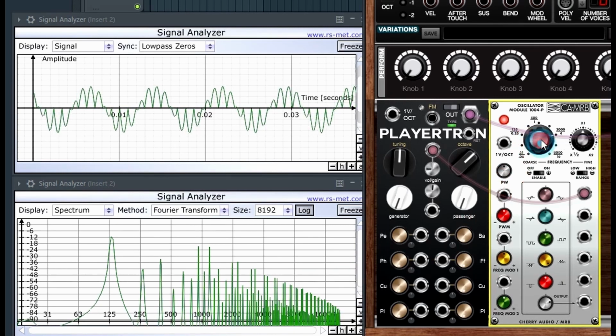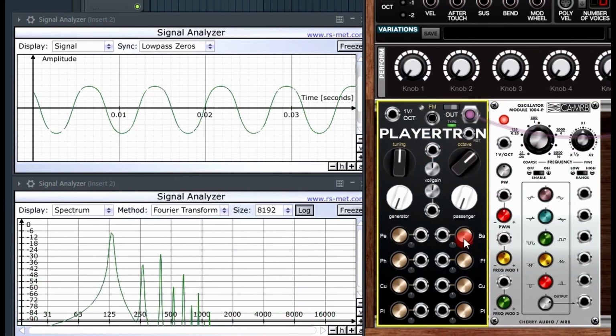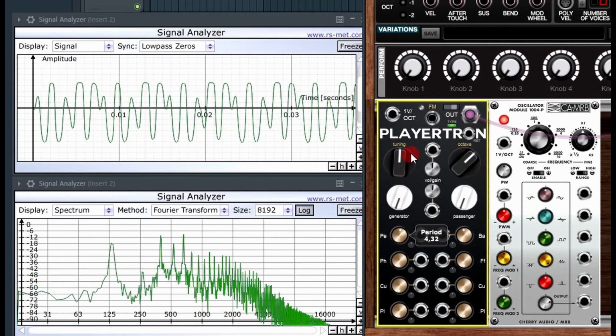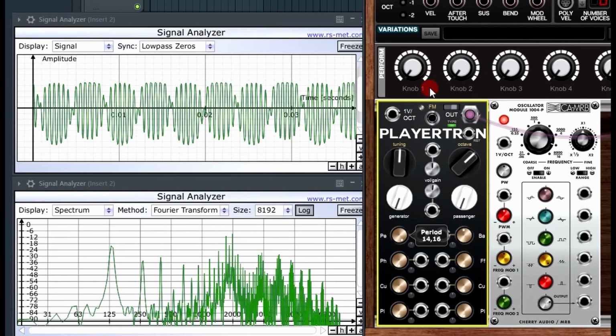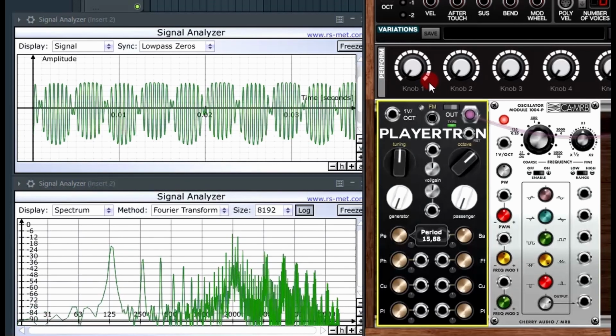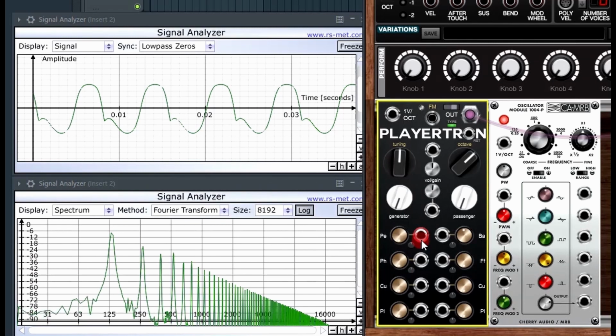So let me go up again a bit. And now let's compare with the period functionality. Look at the spectrum. Even the sound is not completely different. So let me increase the period parameter very slowly now.